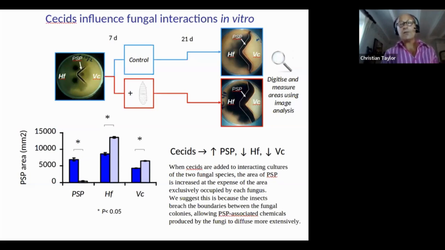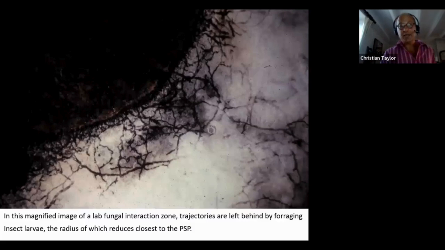And that's confirmed by the data on the bar chart, where you can see the PSP area in the dark blue bars. You can see where it says PSP, it's much higher where we have the cecids present. Where you have the light blue, there are no cecids. So effectively, we have a much thinner PSP, and consequently larger territories of the pure mycelia. So the insects do seem to be having a role in shaping the PSP zone.